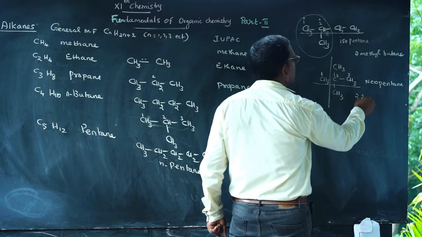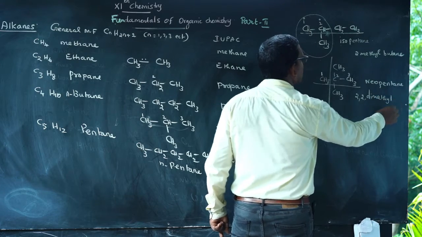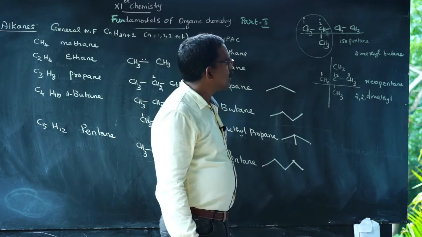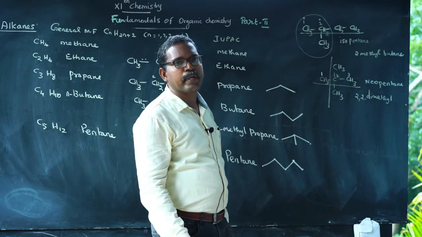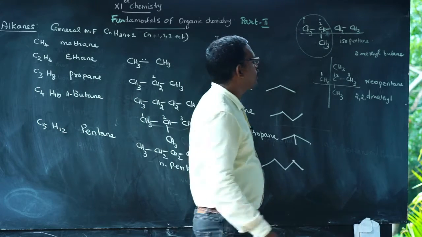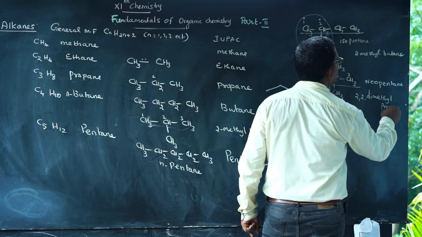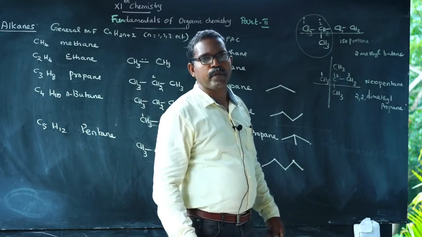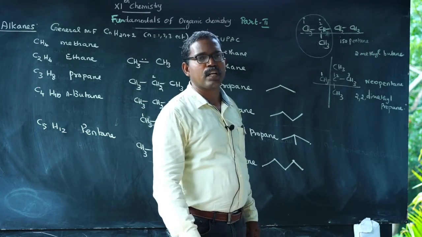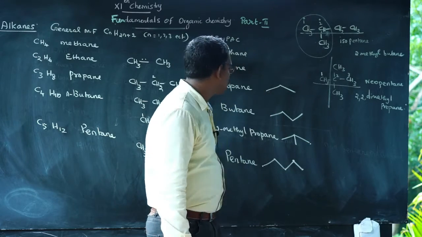2, 2 dimethyl. The straight chain contains only 3 carbon atoms. What is the parent hydrocarbon? That is propane. 2, 2 dimethyl propane is the IUPAC name of the compound.